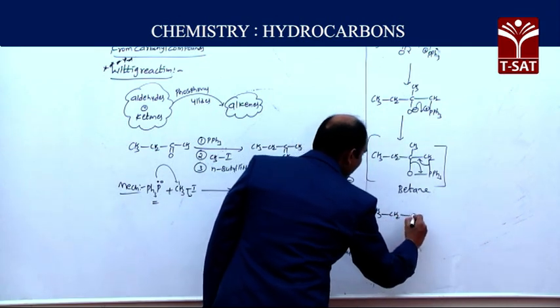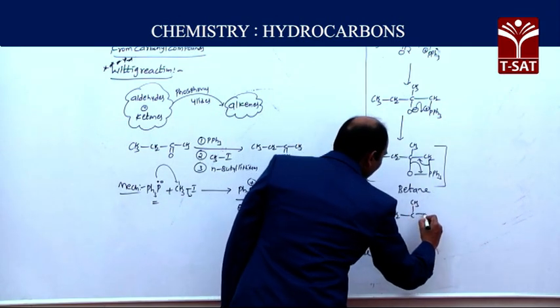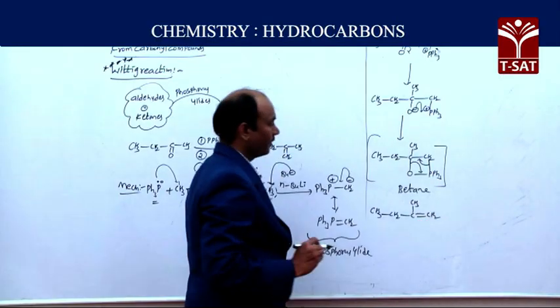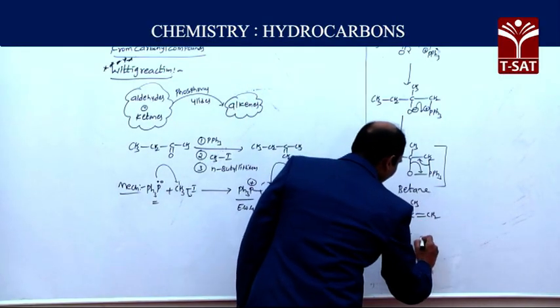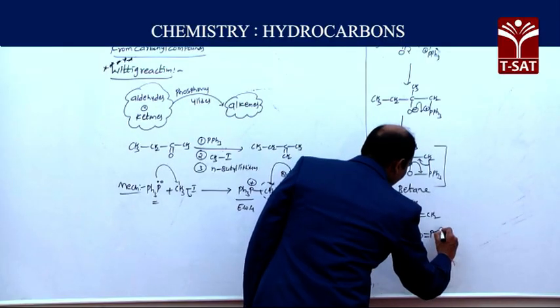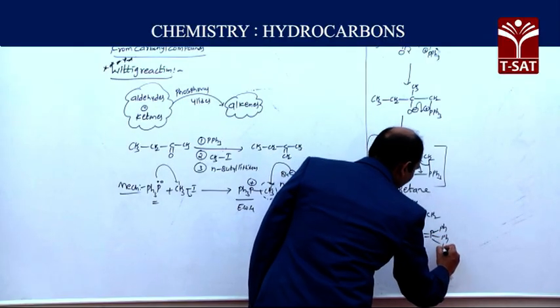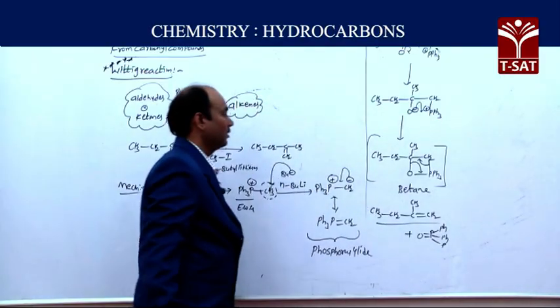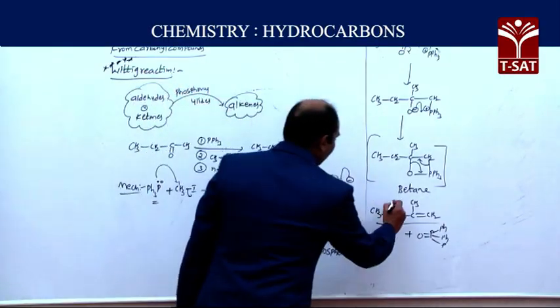CH3, CH2, CH3 double bond CH2. So next, the product is, this is P double bond O, Ph3. This is the alkene formed.